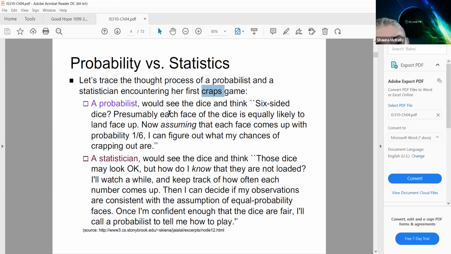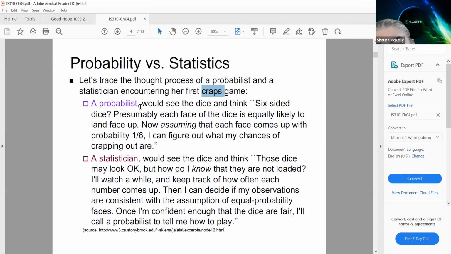So a probabilist, somebody who's looking at the probabilities, remember, probabilists are the ones that predict things, right? Would see the dice and think, 6-sided dice, probably each face of the dice is likely to lie face up. So he's thinking about if it's a fair die, right? Then each face, each side is equally likely to occur. Now, assuming he's making an assumption here that each face comes up with a probability of 1/6, I can find out what my chances of losing, crapping out would be, right?